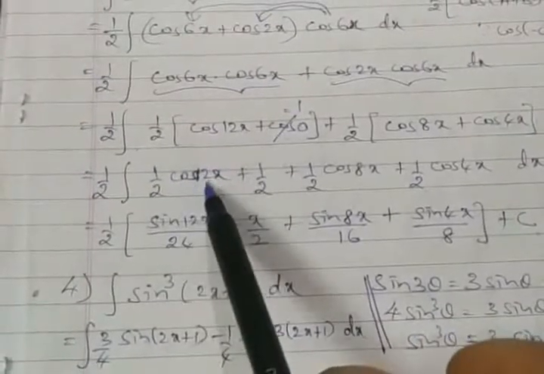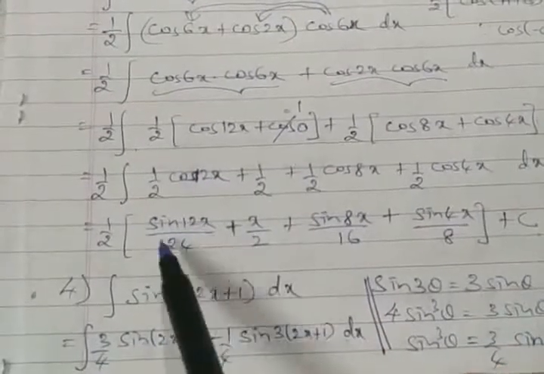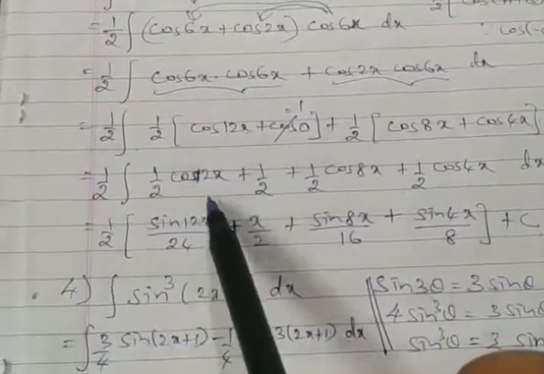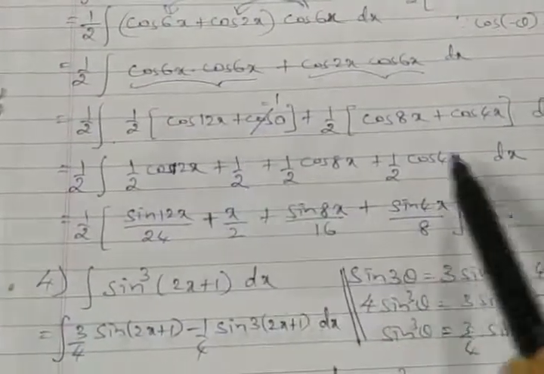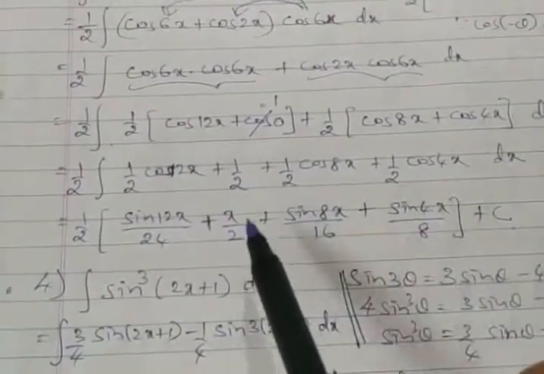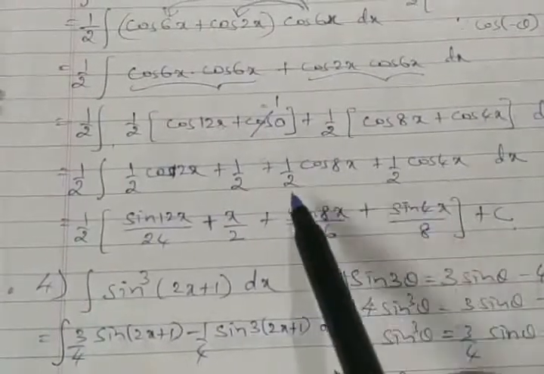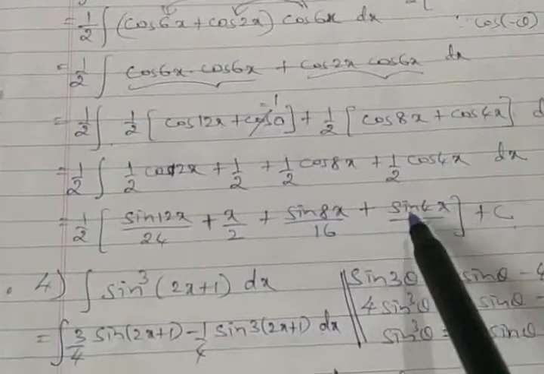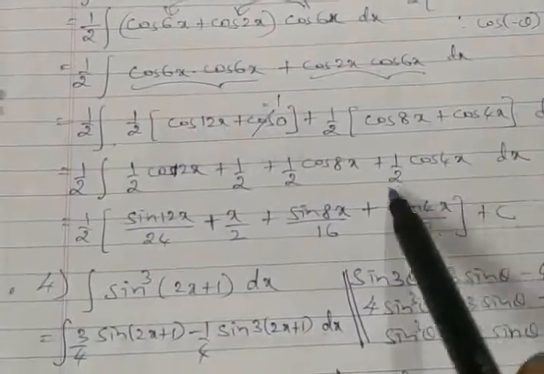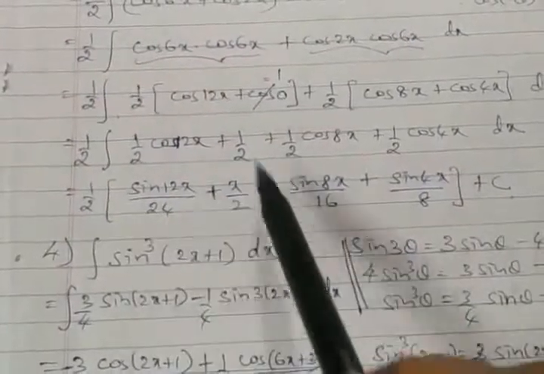Integration of cos 12x should be sin 12x divided by 12. That 12 times 2 is 24. Plus integration of 1 by 2 with respect to x, we have x by 2. Plus integration of cos 8x, we have sin 8x upon 8 times 2 is 16. Plus integration of cos 4x, sin 4x divided by 4 times 2 is 8, plus c should be the answer. If you want, this 1 by 2 can be taken within and you can balance it.